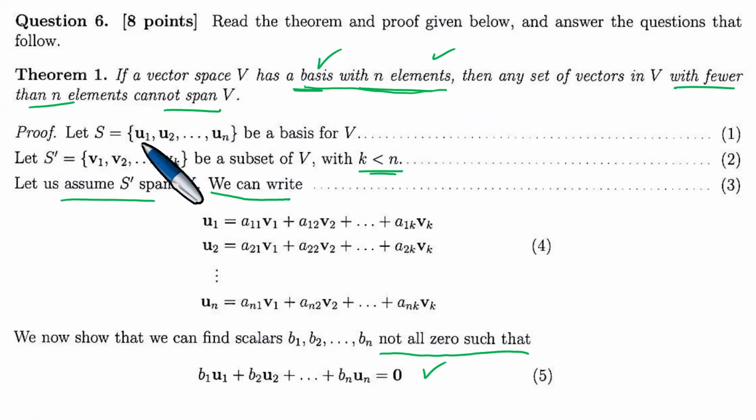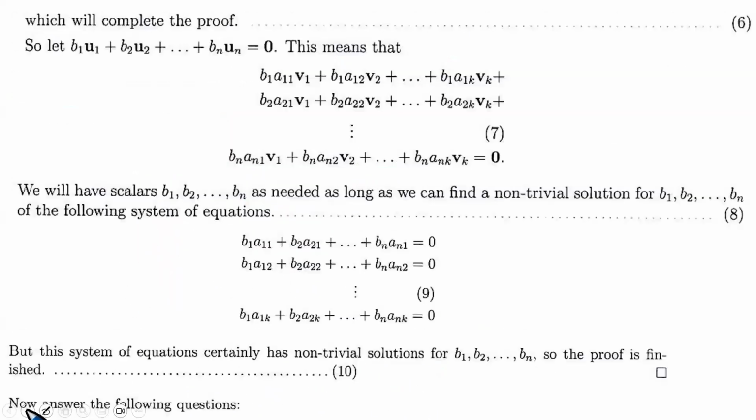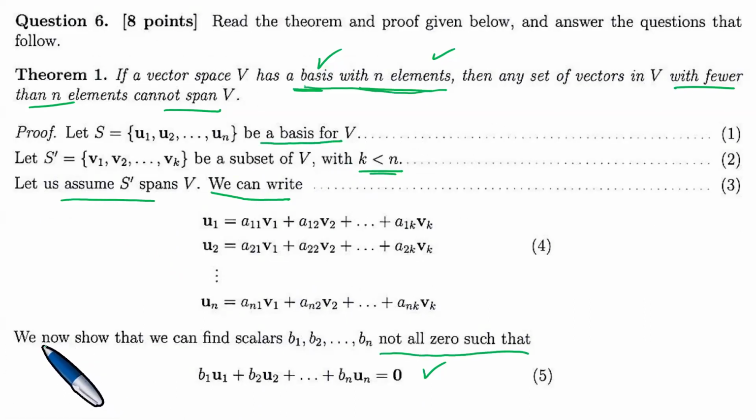Because we said let S be a basis for V, it means that this set is linearly independent, and if you write a linear combination, every scalar must be 0 because it's a basis. This will complete the proof that if we assume that we have fewer vectors, then we run into a contradiction. We now show that we can find scalars, not all 0, and obviously this becomes a contradiction.